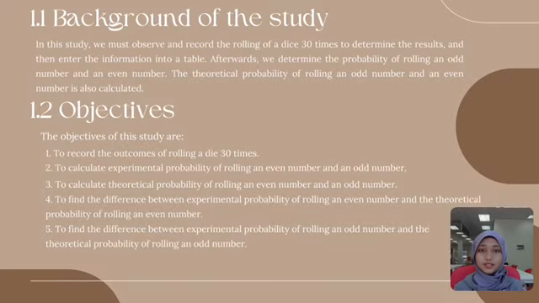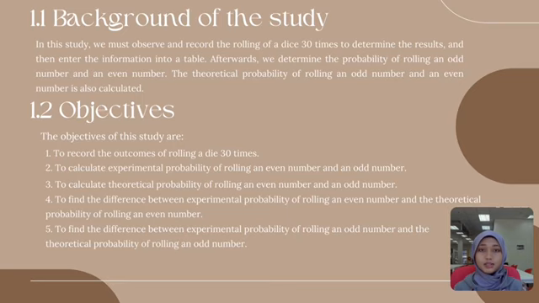Background of the study. In this study, we must observe and record the rolling of a dice 30 times to determine the result. And then we have to enter the information into a table. Afterwards, we have to determine the probability of rolling an odd number and an even number. The theoretical probability of rolling an odd number and an even number is also calculated.